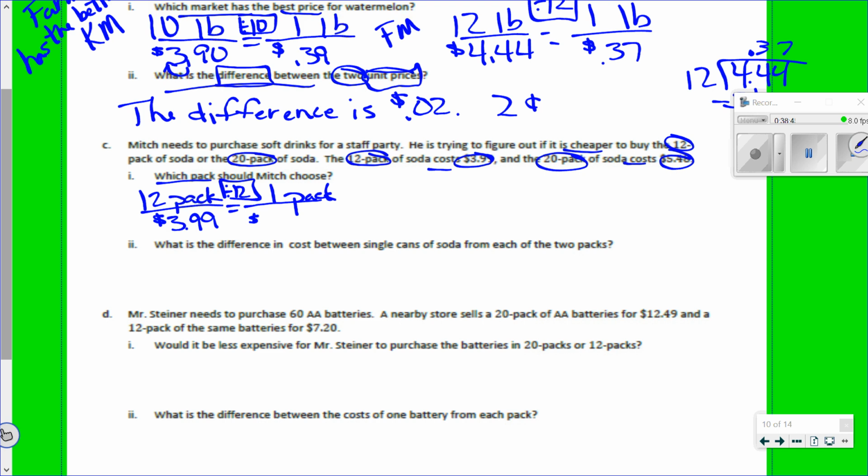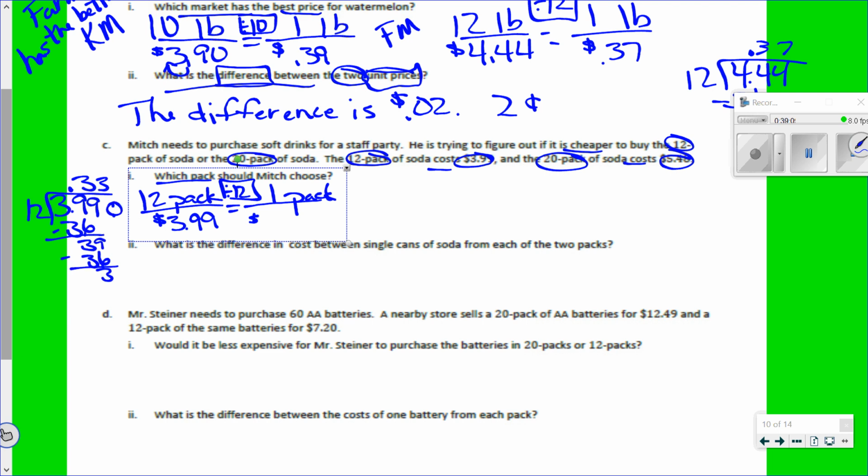So what am I doing? To the $3.99. See how easy this is if you set this up right, guys? So divided by 12, how many times will it go into 3? It won't. Bring my decimal up. Goes into 39 3 times. Gives me another 39. Gives me 3 times.